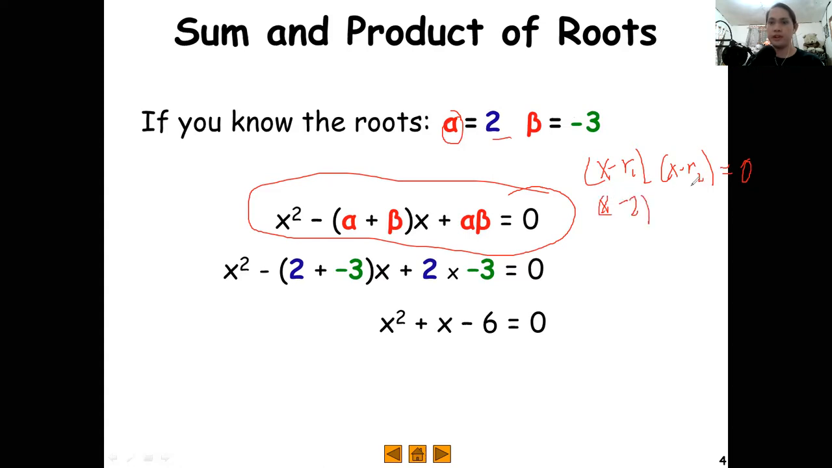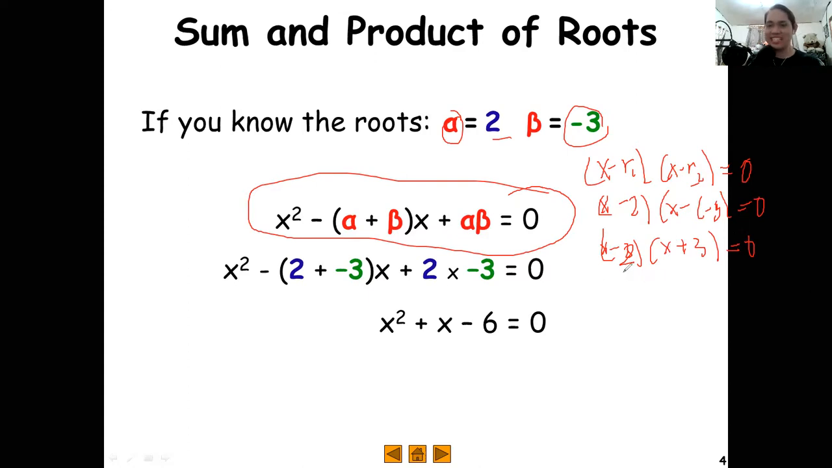And of course, your r sub 2 is represented by negative 3, so we can have it x minus 2 times x minus negative 3 equals 0. So we have x minus 2, sorry for my penmanship, x minus 2 times x plus 3, which is equal to 0. So what will you do next?